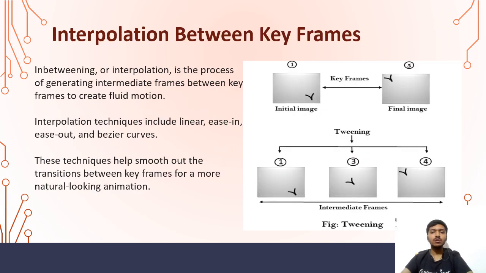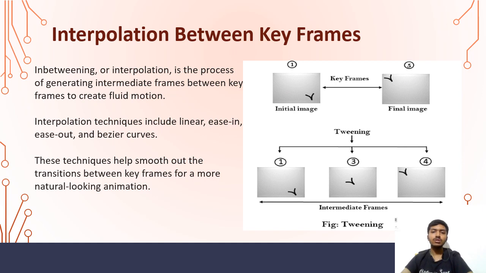Now let's talk about the interpolation between keyframes. Interpolation, which is also known as inbetweening, is the process of generating intermediate frames between two keyframes to create fluid motion. Interpolation techniques include linear, ease in, ease out, and Bezier curves. These techniques help smooth out the transitions between keyframes and create natural looking animation.